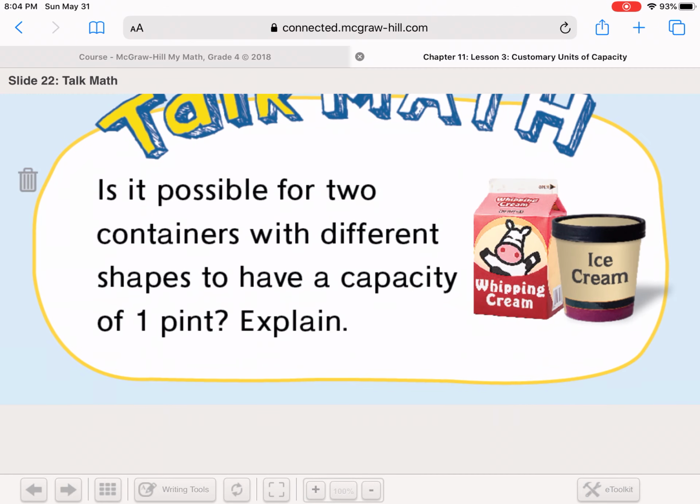All right, it says, is it possible for 2 containers of different shapes to have the capacity of 1 pint? So this is always a big thing. You'll say, oh, I want the bigger thing of ice cream. So you pick it because the container looks different. But actually what's inside is the same size as another container. It's about ounces. It's not about how it looks.